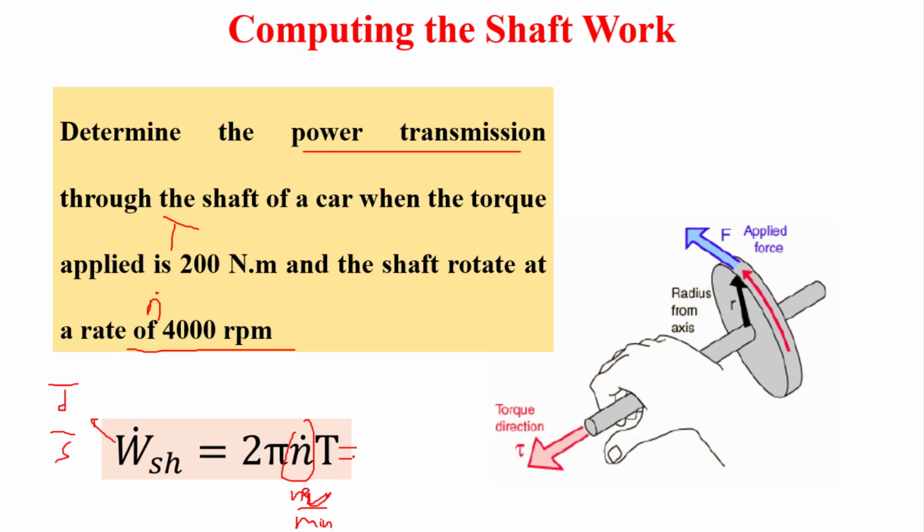So if we substitute, this is 2 pi multiplied by the number of rotations, which is 4,000 RPM, and because this one is in minutes, I'll divide by 60, so it will be revolution per second, multiplied by the torque of 200. Okay, if you do so, you will get that this answer equals 83.8 kilowatt.